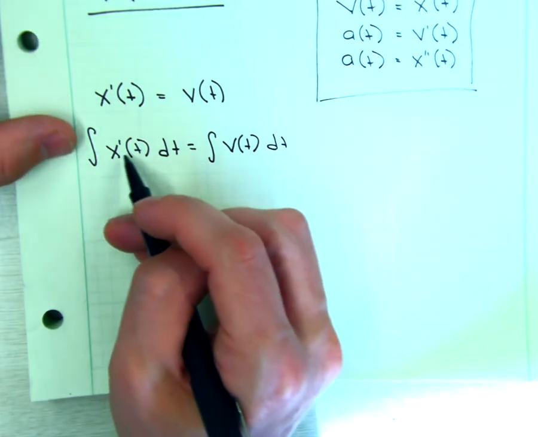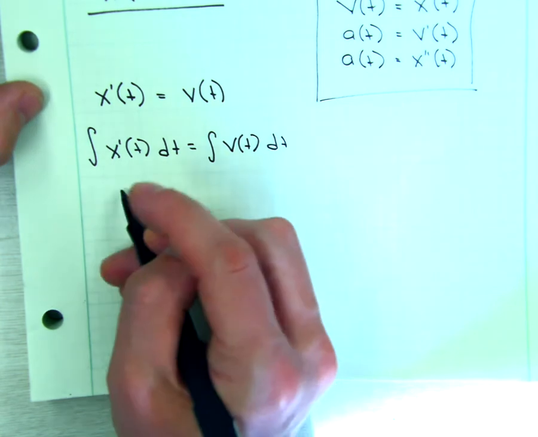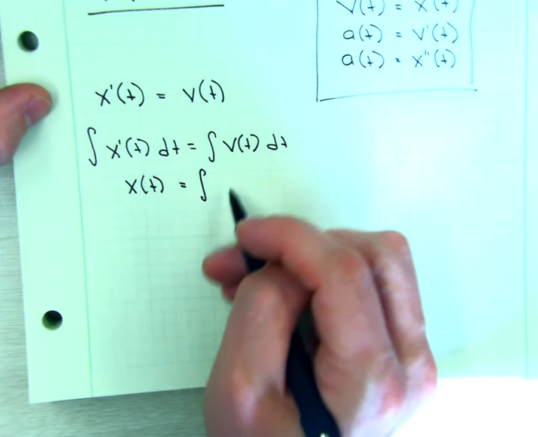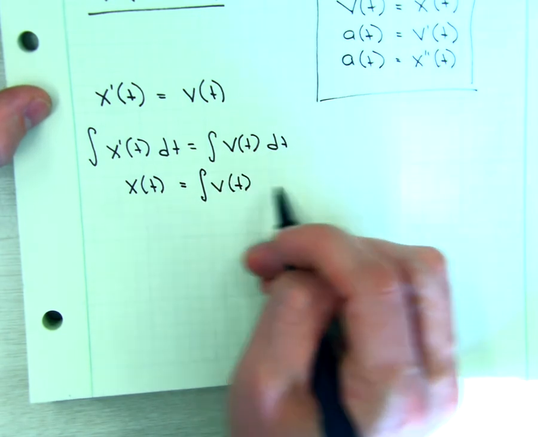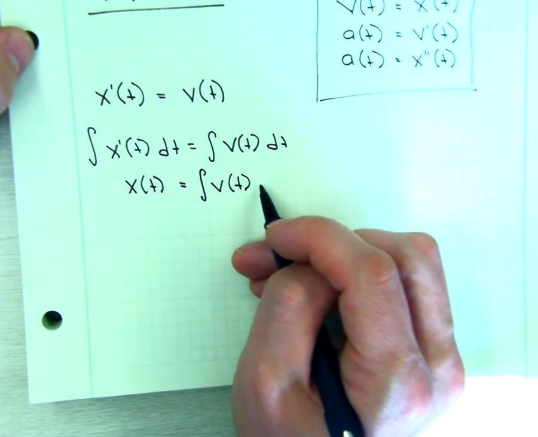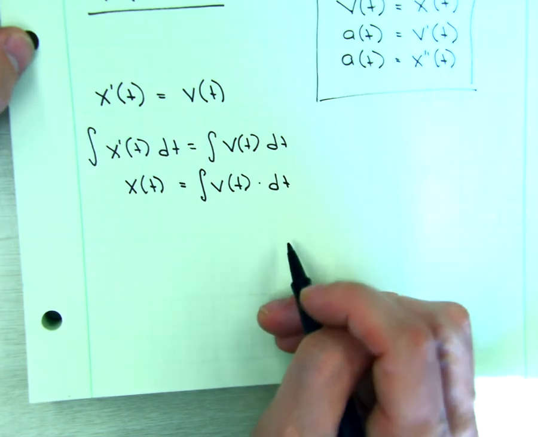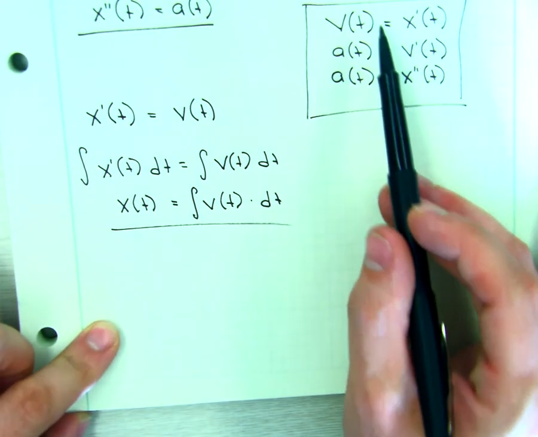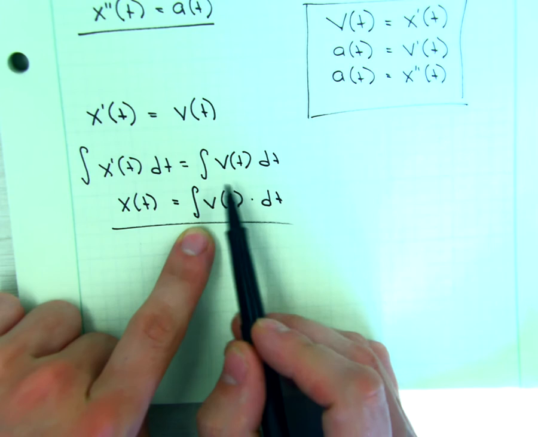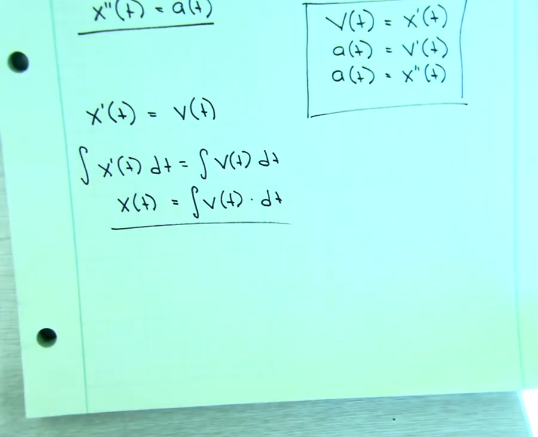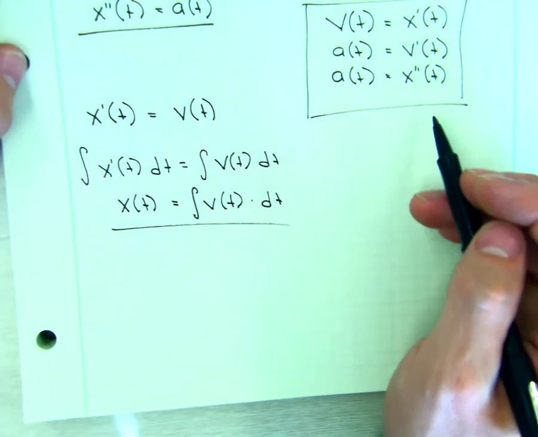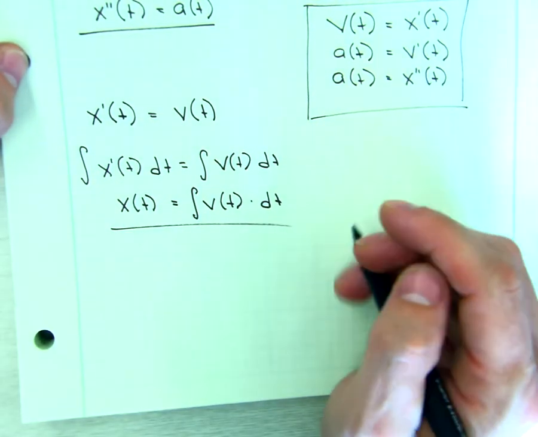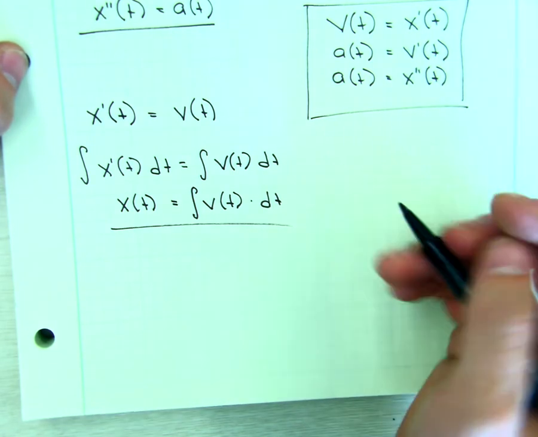The antiderivative of the derivative is just going to be exactly x of t. And this is equal to, I can't simplify it any more, the integral of v of t dt. So if I'm given a function of the velocity, I can calculate what the position is. This is great. I'm working backwards, looking at that opposite relationship between derivatives and antiderivatives, or indefinite integrals.